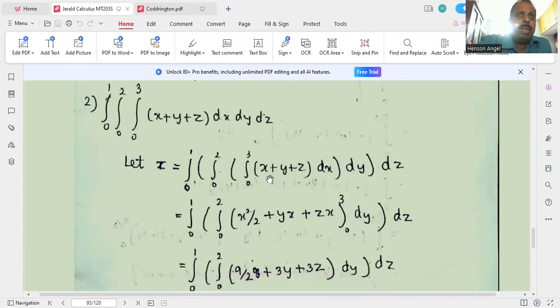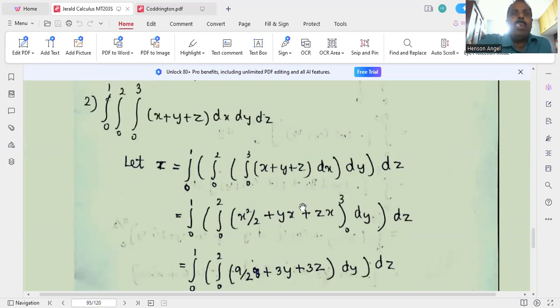Here if we integrate x, we get x square by 2. Here y is constant. If we integrate y, we get yx. Plus z is constant. If we integrate z with respect to x, we get zx. Here limit 0 to 3. Here we have dy and dz.